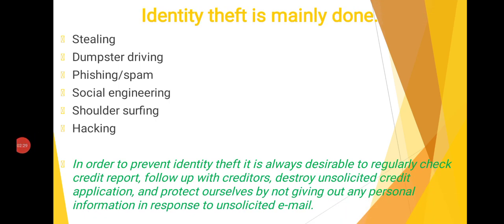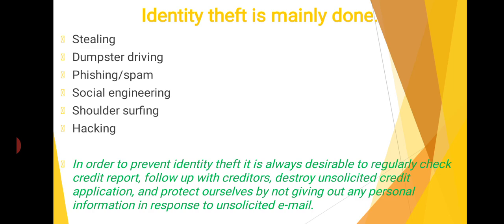First one, stealing. Stealing can be done by using digital wallets or digital purses, computers, mobile devices, checks, or credit offers and statements sent in email. Suppose we are using some digital purses or digital wallets for our transactions. So this may be used by some person in an unauthorized way. They can use this information for their economic benefit. It may be identity theft.